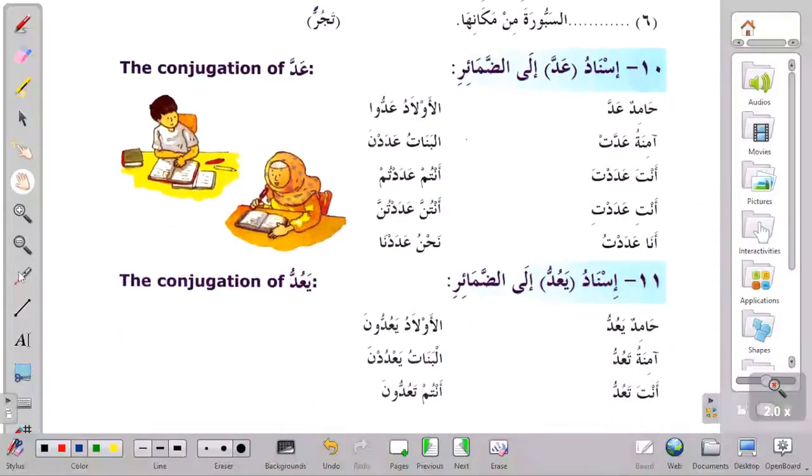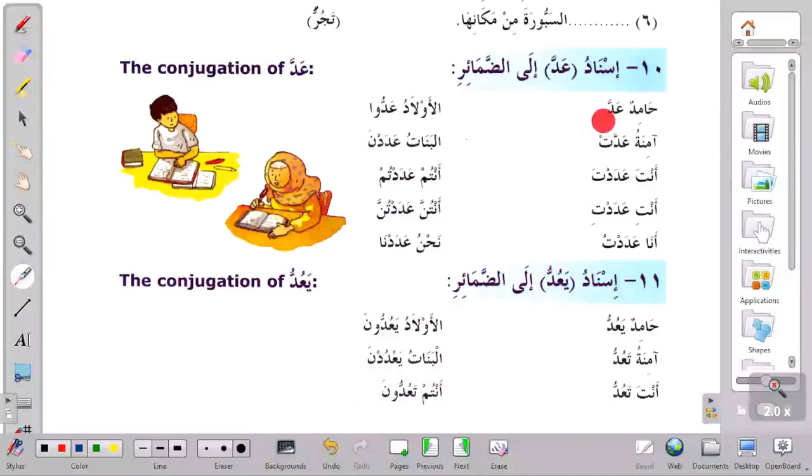Now let's continue. Here we have exercise number 10. As you can see, isnadu adda ila dhamair. Hamidun adda. We are going to now look at the conjugation which we have done, alhamdulillah, at the beginning of the lesson. That's why we took our time to look at the conjugation. So we saw a table that had the present tense and then the past tense table there. I hope that is clear. It's only the musanna that we will look at in the next lesson, inshallah.